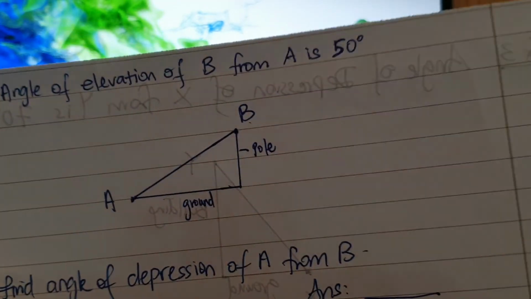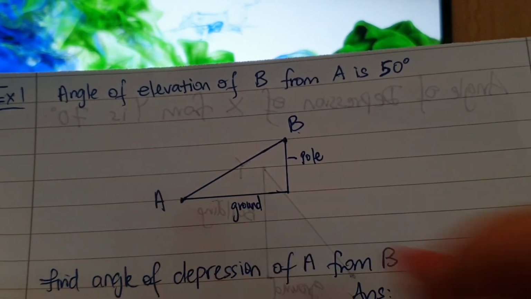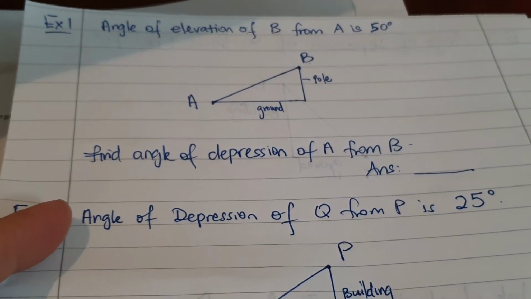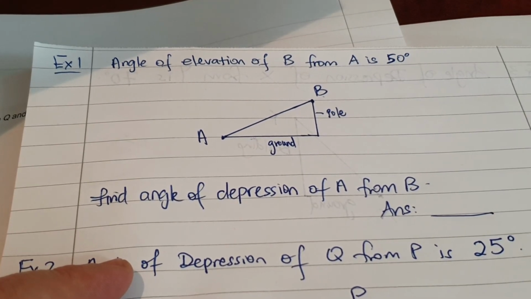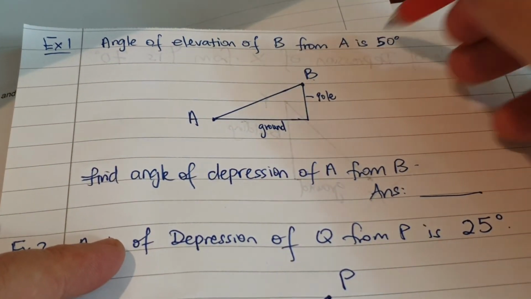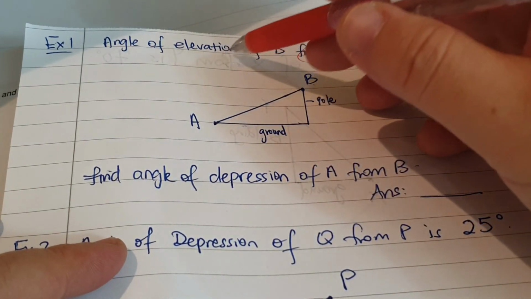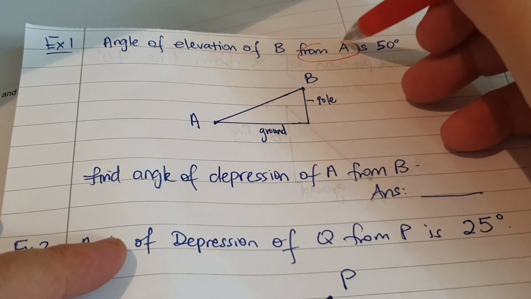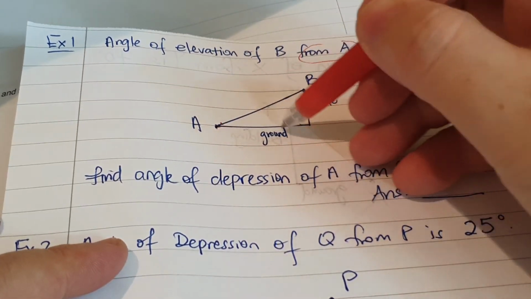Now we are going to see how we can explore more on this particular topic. So let's say I tell you the angle of elevation of B from A. From A means you are at A. It's just like the bearing of B from A. Wherever you're from, that means you are there. So if you are there, this is the ground.